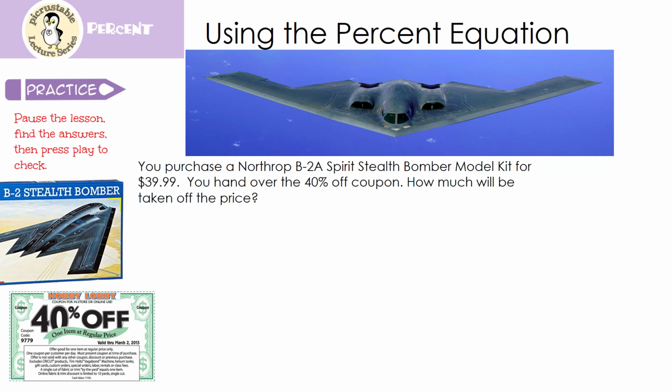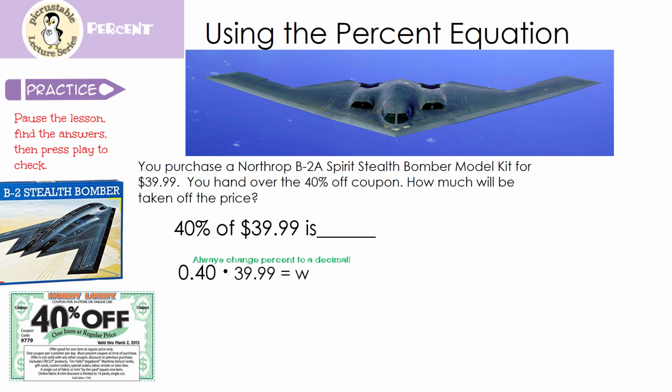Well, we want to figure out what 40% of $39.99 is. Remember, we always change the percent to a decimal. So we have 0.40 times $39.99 equals W. That's how much we're going to take off. When we multiply, we get $15.996. Wow. In this case, most stores will round up to $16.